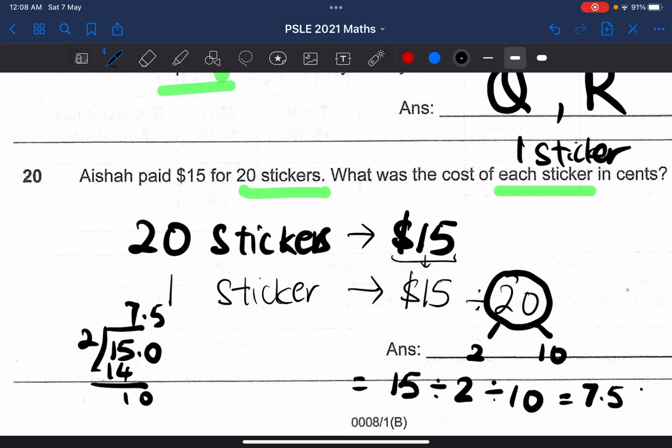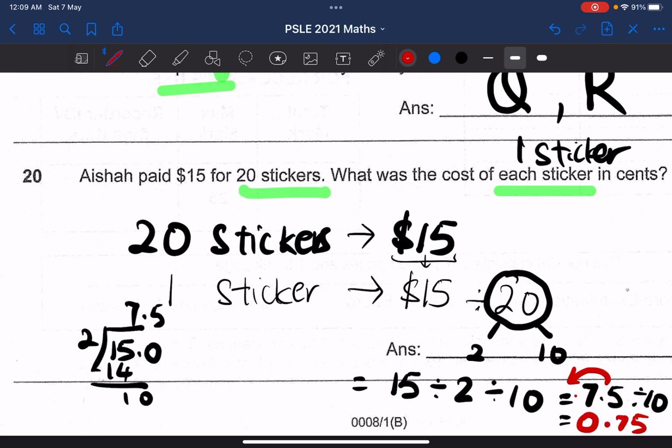Now 7.5 divided by 10, that's where you multiply and divide, you go to the left, you go to the right accordingly. Yeah? Divide by 10, divide moves to the left. Okay, I was confused for a while.